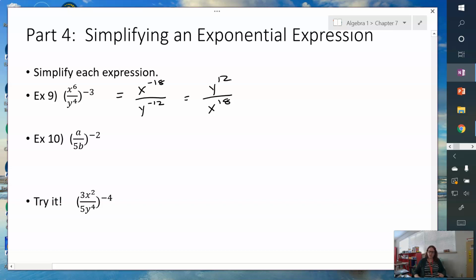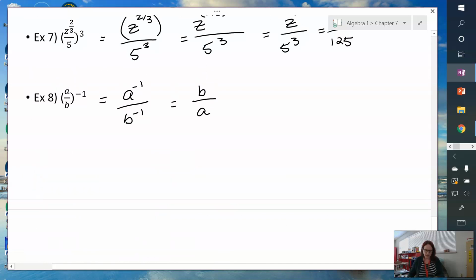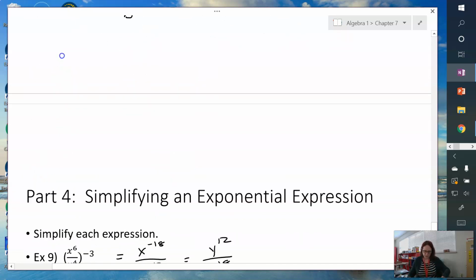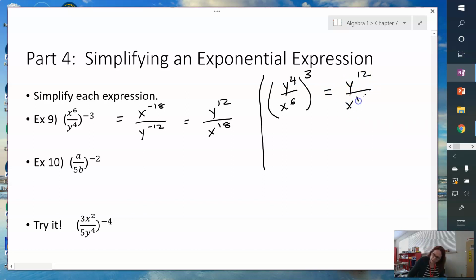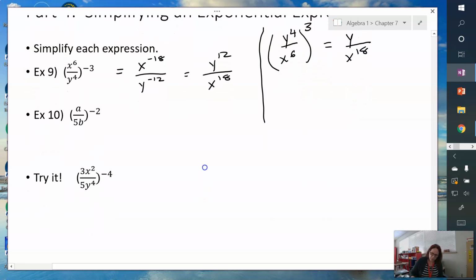The other thing you can do is, we know that when we raise it to a negative power, we end up doing the reciprocal. So what if we did this? What if we moved and then applied the power? So let's try it this way. Let's move first. So y to the 4th over x to the 6th. So I moved it first, and now I changed my power from negative to positive. I'm going to get y to the 12th over x to the 18th, just like before.